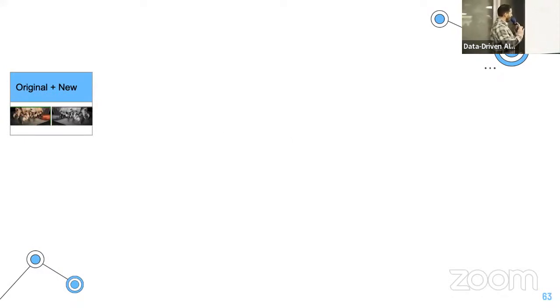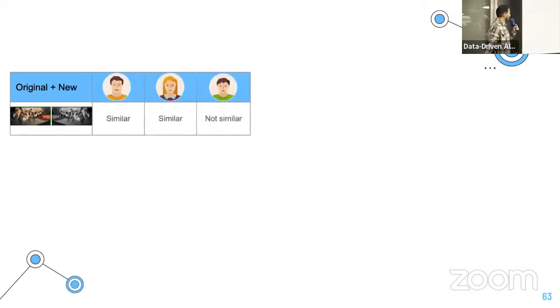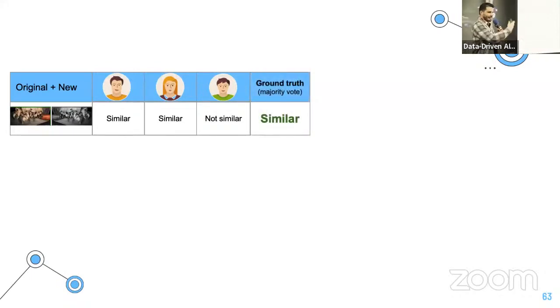We gave each reviewer two images, okay? Image A and image B. We chose three different reviewers and used the majority rule, majority vote, to decide what is the ground truth. Is it really similar or is it not? Reviewer number one said those are similar. Reviewer number two, those are also similar, but reviewer number three didn't agree. So the ground truth for us is similar because we use majority vote.